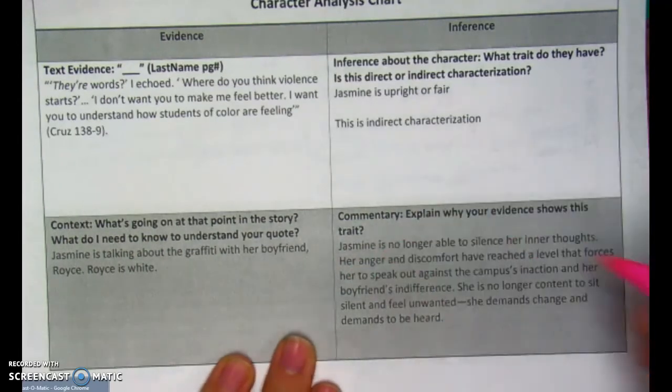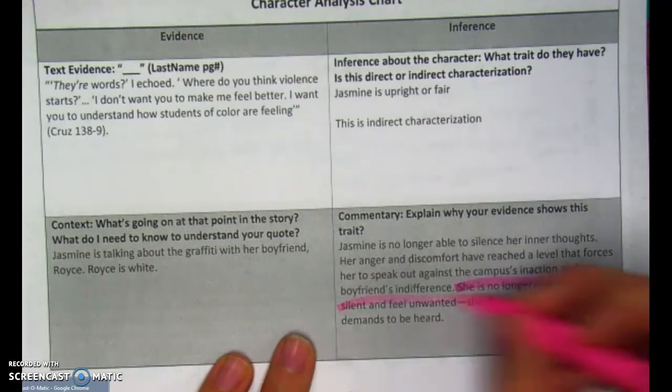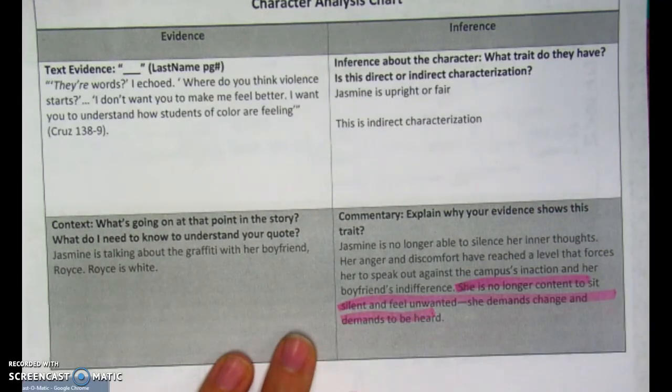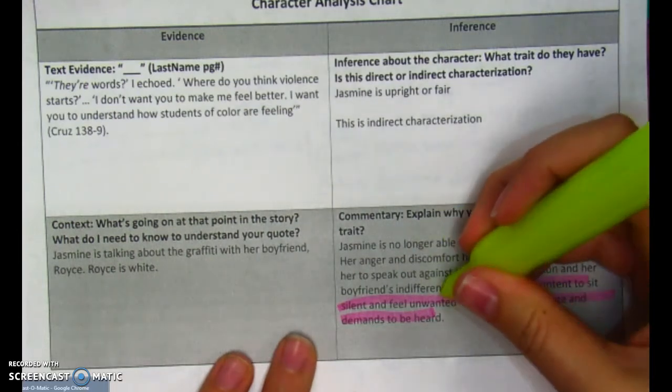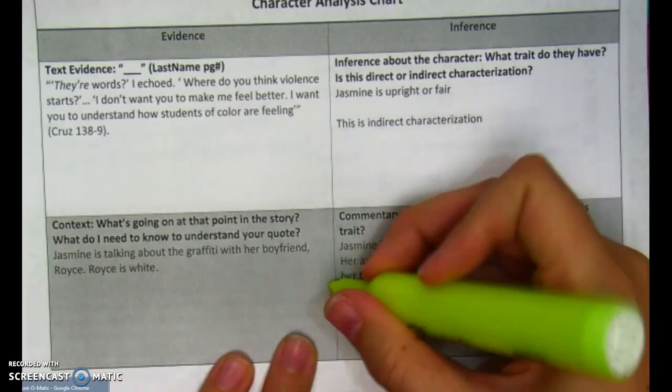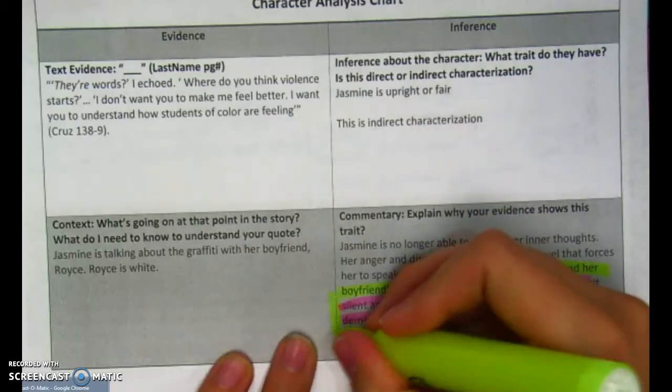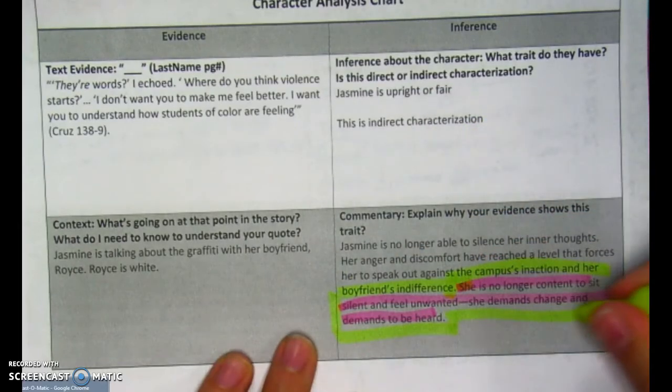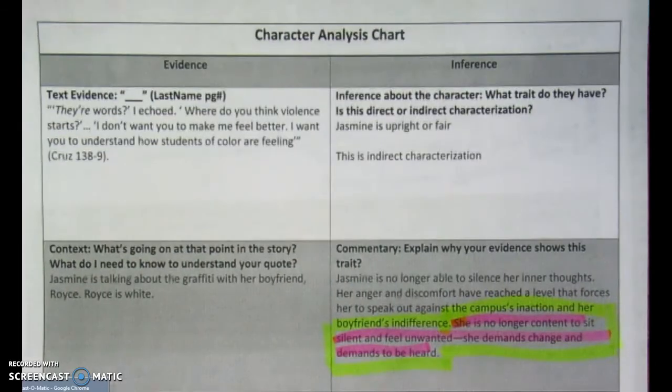So I'm going to double code this, okay? She is no longer content to sit silent and feel unwanted. She demands change and demands to be heard. She's starting to react to the conflict. She's figuring out how she feels, but she's also not quite reached the resolution yet. So I'm going to highlight it in both so I know that I'm working towards a resolution. I'm in between the two moments.